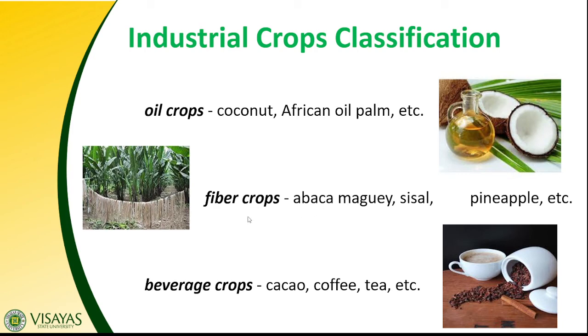Okay, another group under industrial crop is the fiber crops, which includes abaca, maguey, sisal, pineapple, and other fiber crops. And we have here samples of the abaca plant with the primary product, which is fiber. And the third classification or groups of plants under industrial crops is the beverage crops. Examples we have cacao, coffee, tea. So they are used as beverages.